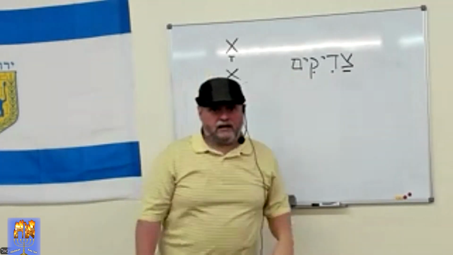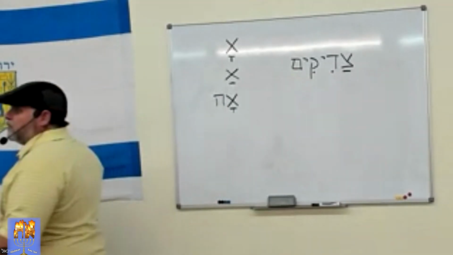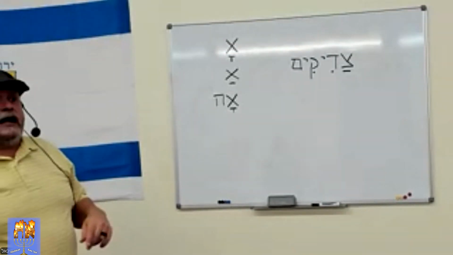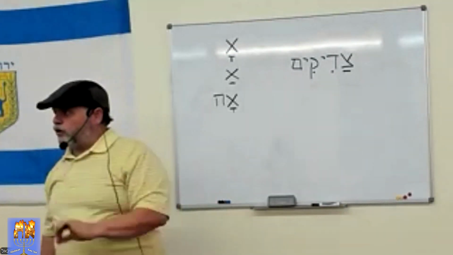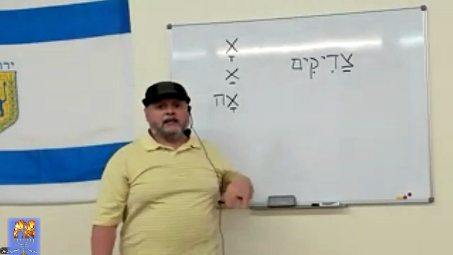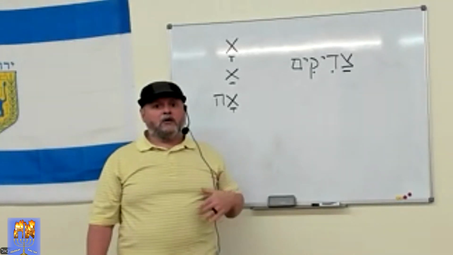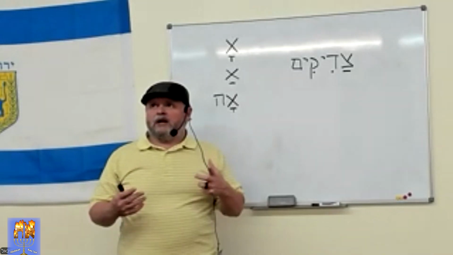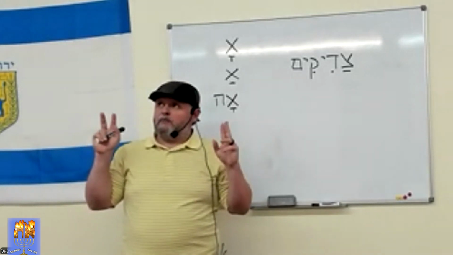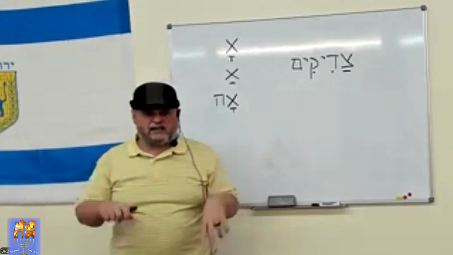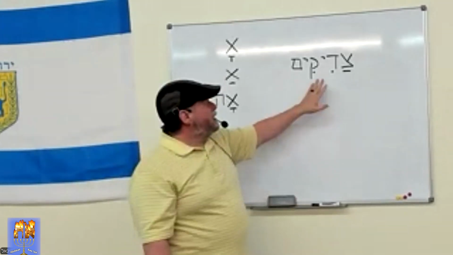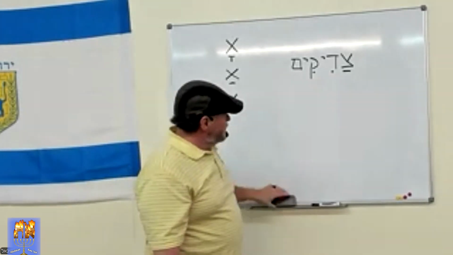Tzadikim. All right? Righteous ones. The im is a masculine plural. Okay? So this tells us that we're talking about righteous ones. We could even say righteous men, but more in the fact of men being like mankind, not necessarily gender. Okay? So tzadikim. All right? So we have righteous ones.